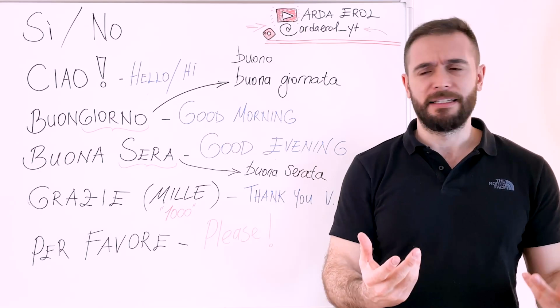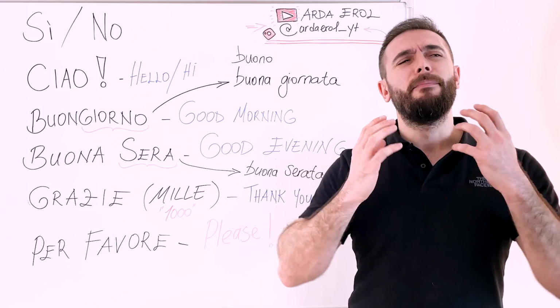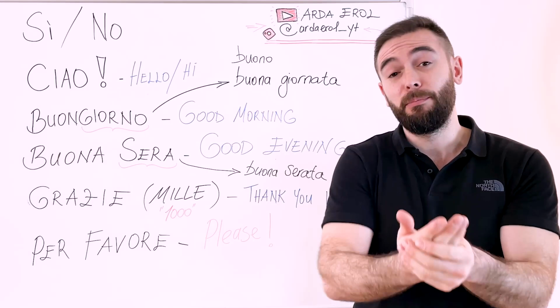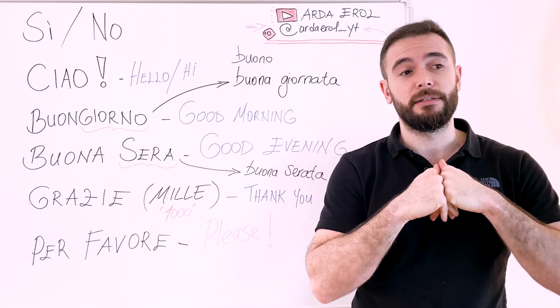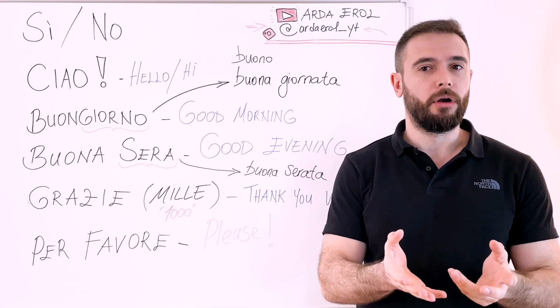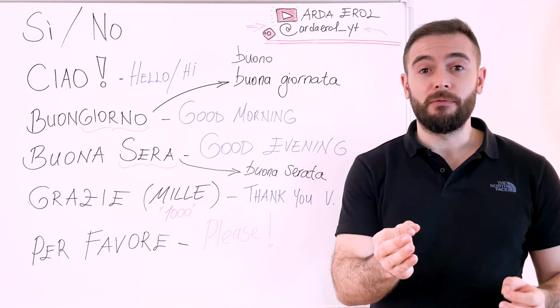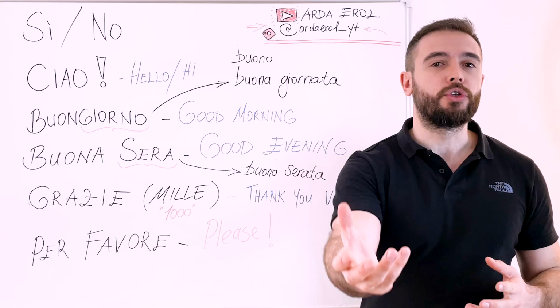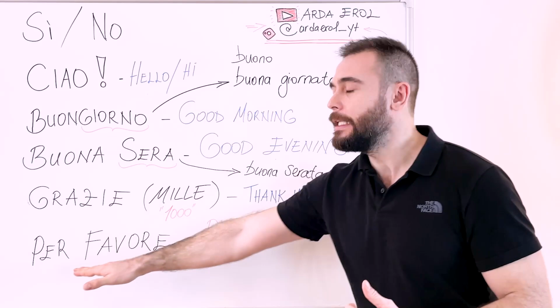Per favore. What do you think I'm saying right now? Per favore. Please. So for English speaking people, I think that Italian is an easy language to learn. But you need to know where to look. Per means for. It's a preposition in Italian. Favore, you already know that word, it means favor. It is like asking, could you do me a favor? So in Italian, to say please, we say per favore.